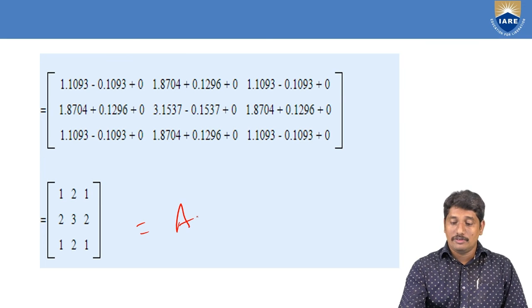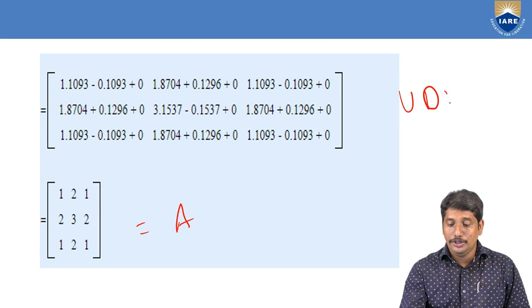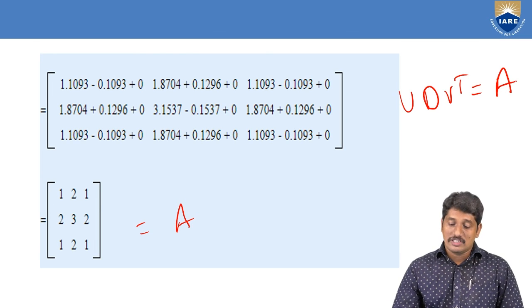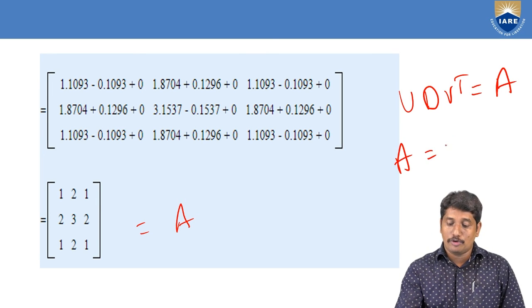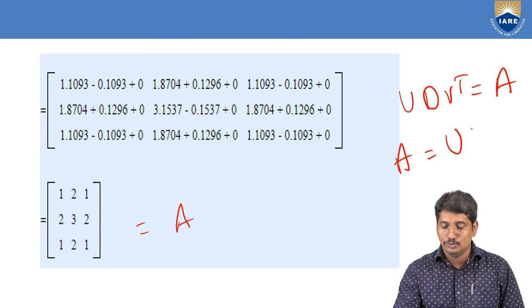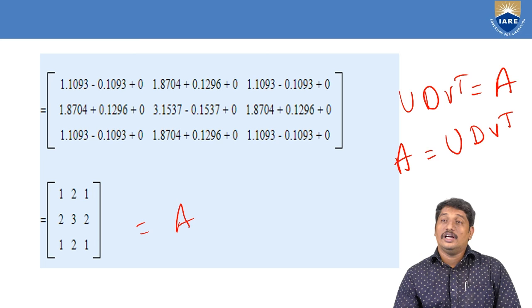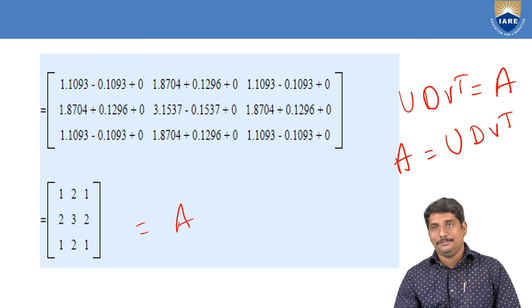So what do we observe when we multiply U into D into V transpose? We got the given matrix A. So we have successfully decomposed A into the product of three matrices U, D and V transpose, and this is called the singular value decomposition of the given matrix A.